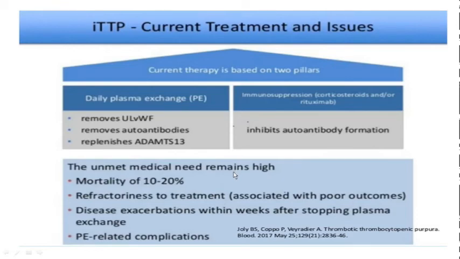Because the mortality is very high, we have to initiate plasma exchange therapy as soon as possible. Even after that, the disease may exacerbate within weeks after stopping plasma exchange, and there can be plasma exchange related complications. Hypocalcemia is very common in such cases.